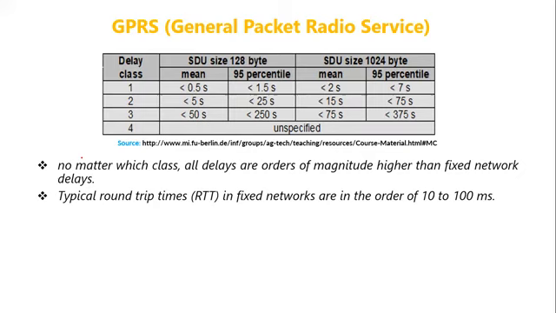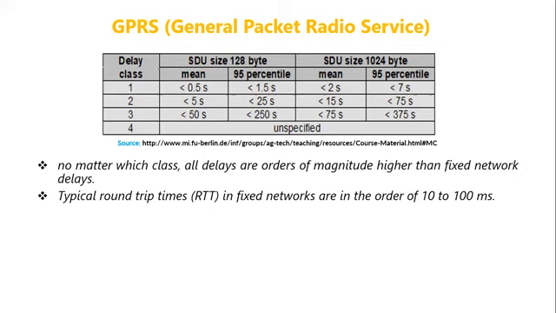But GPRS does not produce any additional delay by buffering packets. GPRS doesn't do any buffering, in order to make sure that there is no delay because of that. GPRS always forwards packets as fast as possible. This particular table shows the specified maximum mean and 95% delay values for packet sizes of 128 and 1024 bytes.